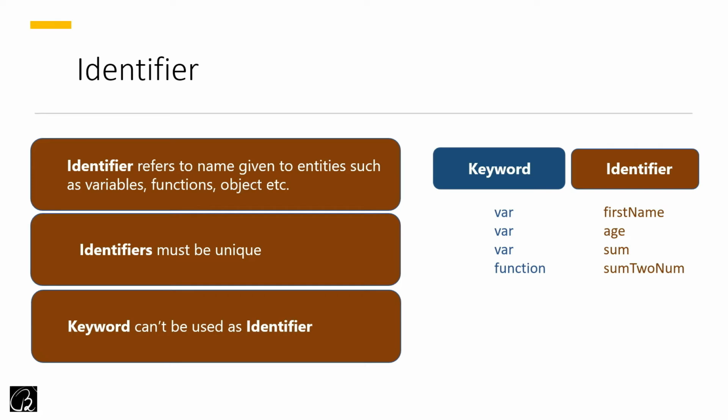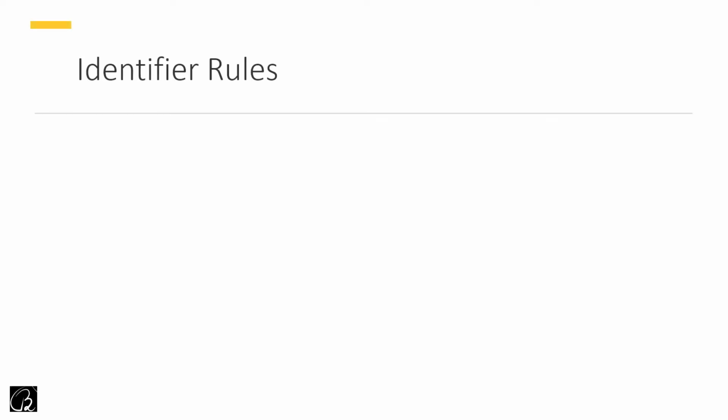Like firstName, age, sum, or a function name like sumTwoNumber, let's say it's a function. All these names or labels that we give to entities are nothing but identifiers. But we cannot use a keyword as an identifier. That's why we have a number of rules for identifiers that you have to follow. You cannot create any name for a variable or function. Okay, so let's see that now.